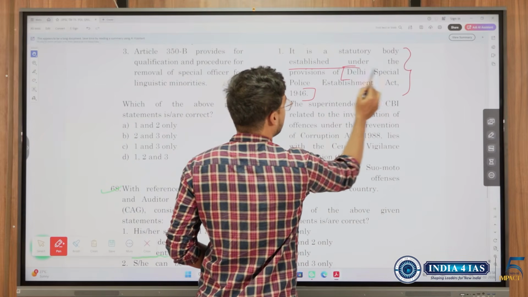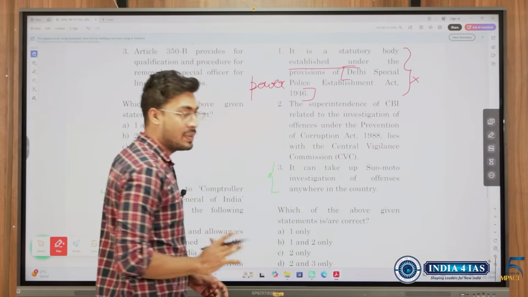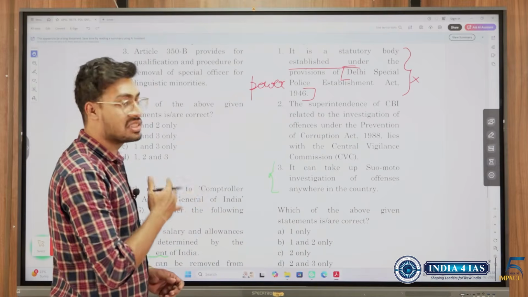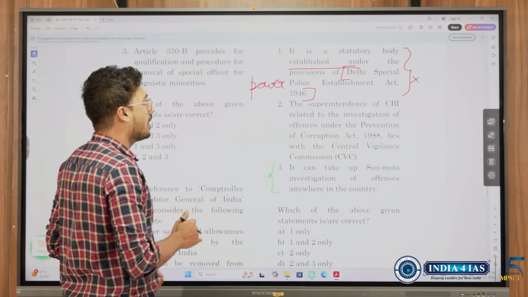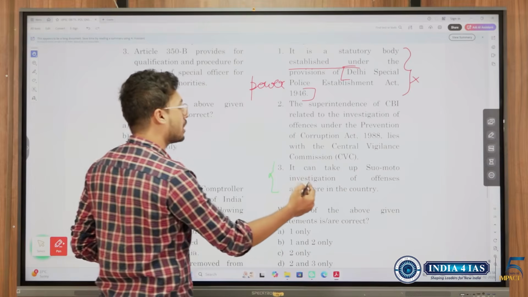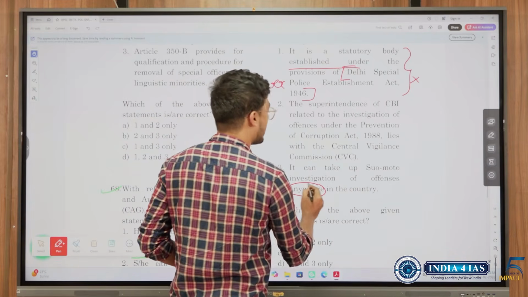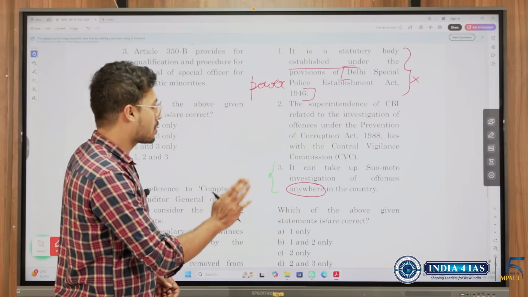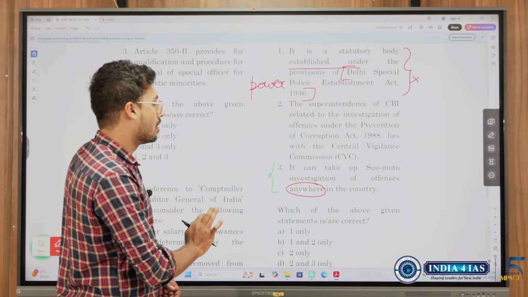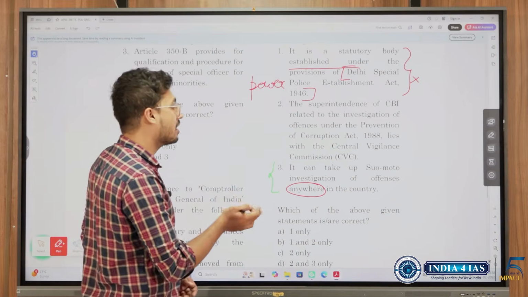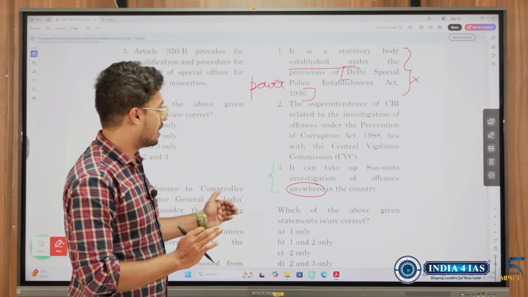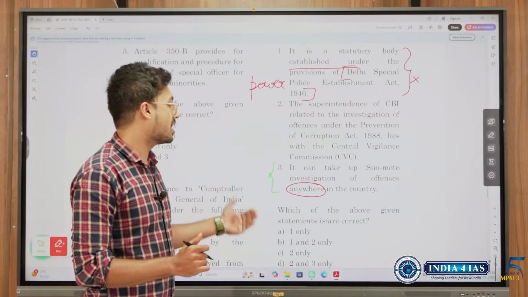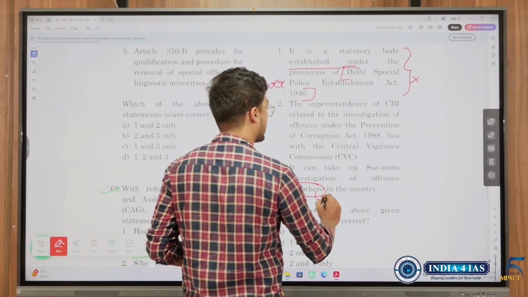A statutory body is established under an act. Here, it derives its power under this act, and it can take up investigation of offences anywhere in the country. The statement has been framed in a lame way. It can conduct investigation anywhere in the country, but with the state government's permission.